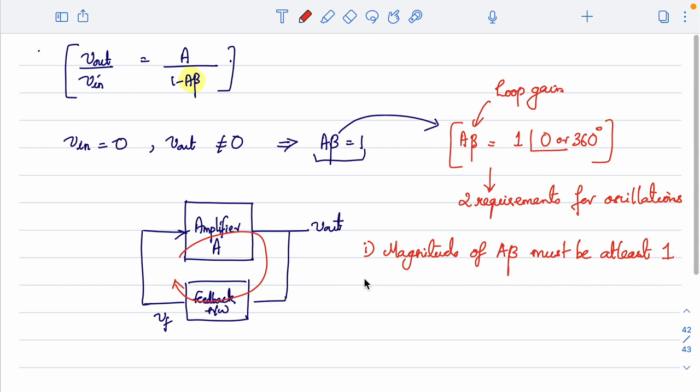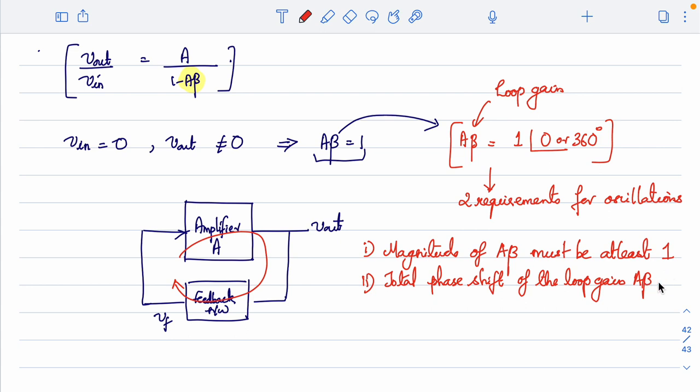And the second condition is the total phase shift. As we move around the loop, the total phase shift of the loop gain term, when we travel in this loop, this loop gain term will have some phase. That phase must be equal to either 0 or 360 degrees. That is how we ensure a positive feedback, right? That is how we say an oscillator works on the principle of positive feedback.